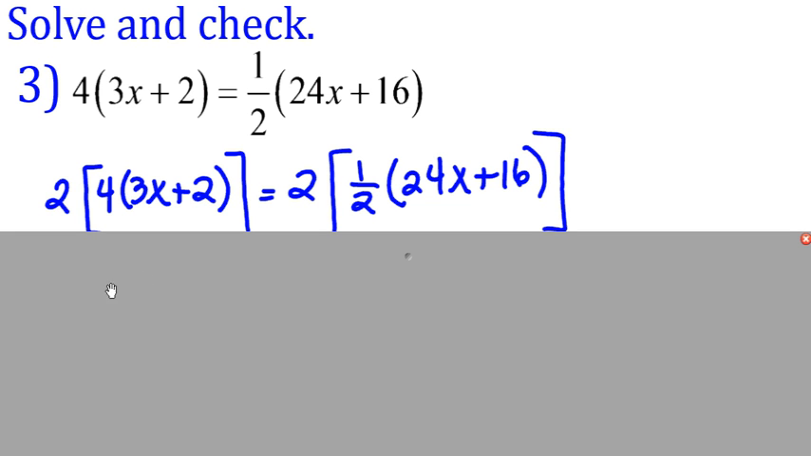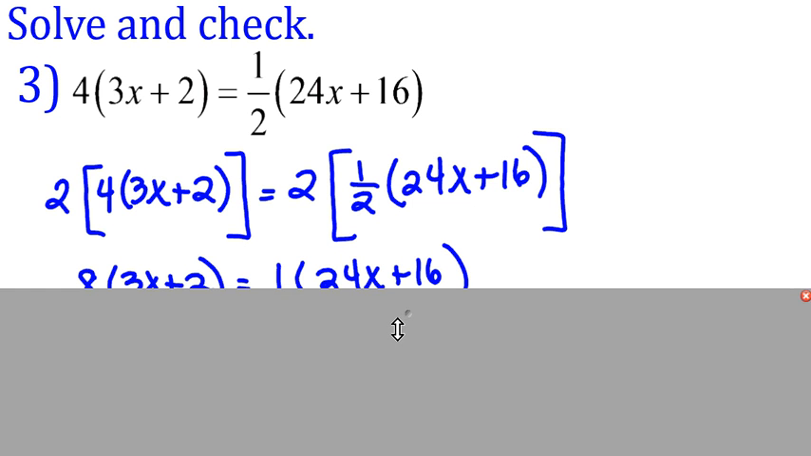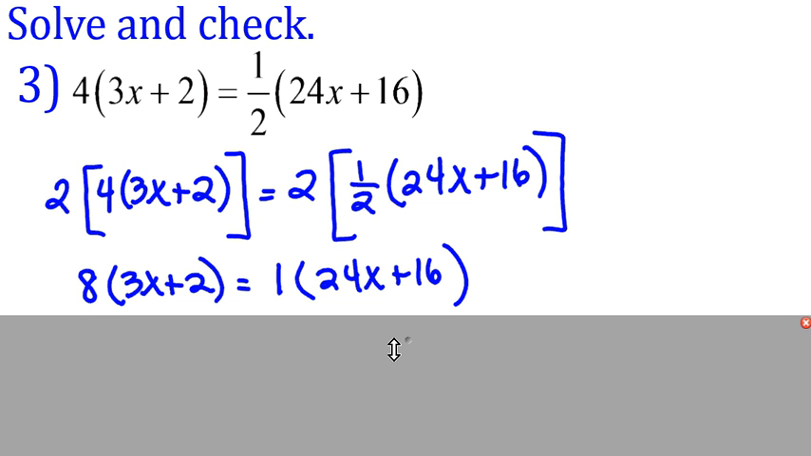So 2 times 4, that would be 8 times the quantity of 3x plus 2. And 2 times 1/2, well, that would be 2 over 2, which is 1. So 1 times our quantity of 24x plus 16. So again, do we have any distribution? Yes, we do. We can take 8 times 3x and 8 times 2. So it would be 24x plus 16. 1 times 24x, it's 24x, and 1 times 16, that's 16.